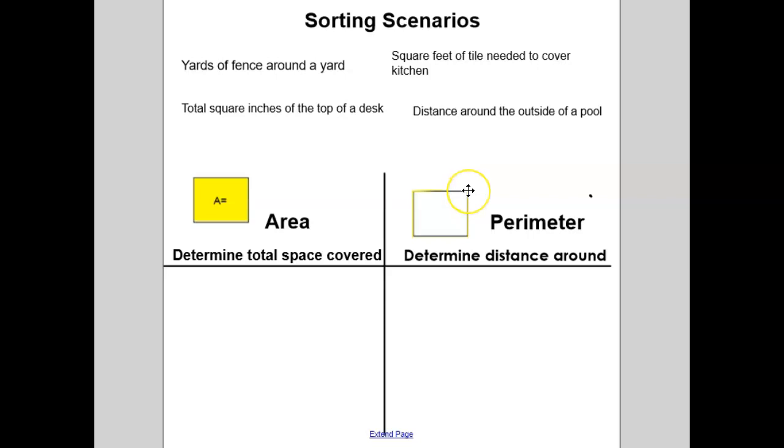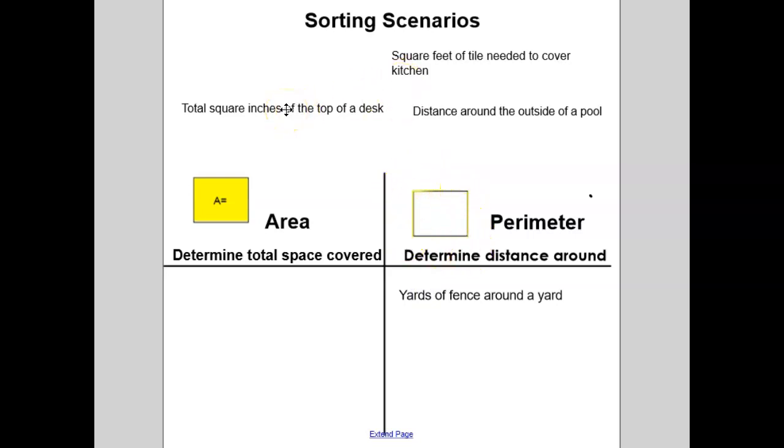I also know quite a bit about fences. Well, fences are used around the outside of a yard to fence in your yard. So I know right away that a fence just goes on the outside of a space. So I know it's a perimeter problem.